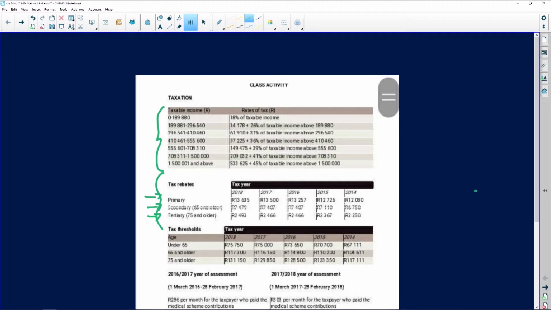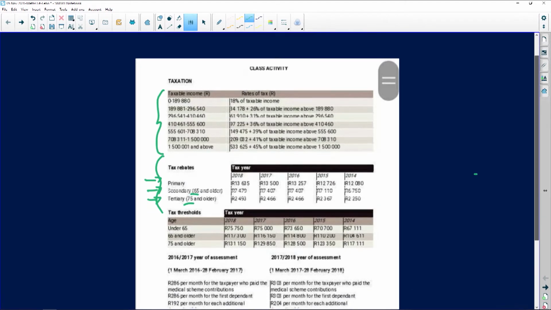Primary rebates, everyone qualifies for a primary rebate, and you can see the years also differ there. And then we've got a secondary rebate. Secondary rebate, you qualify for it if you are 65 years and older. It's not that clear there, but I'll let you know what it says. Tertiary rebate is if you are 75 years and older. And then we've got the years again. Tax threshold simply tells you it's the person's age in terms of how much they should be paying for tax minimum.